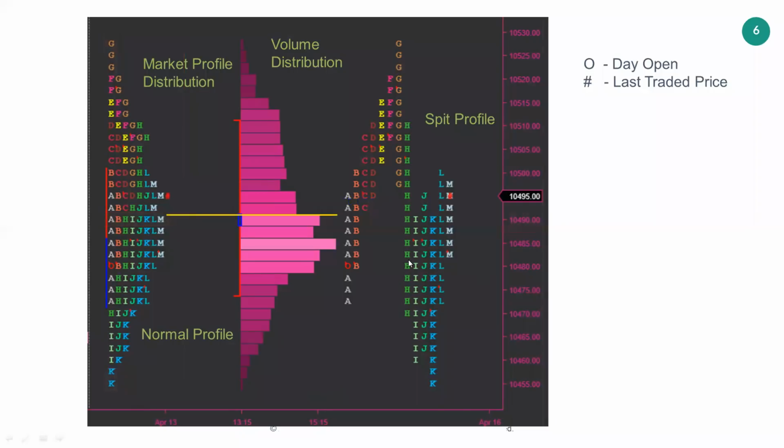And then you could see the letter O over here. The letter O represents the day's open. And the hash symbol represents the last traded price. Probably it will be ticking up and down all the time. If you're looking at the end of the day, that is the close price for the day. So here is the close price. Different software uses different combinations. Some people might use arrow marks or something, some might use hash symbols to represent where the market is currently trading.